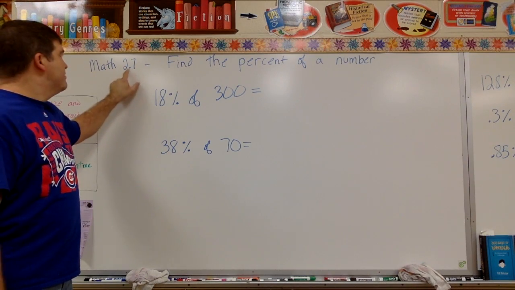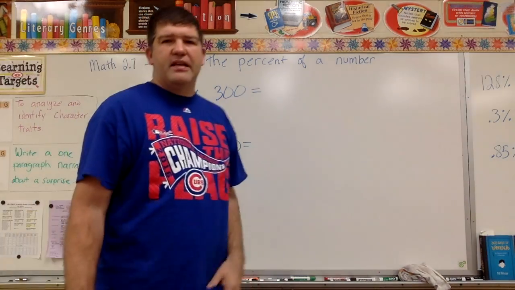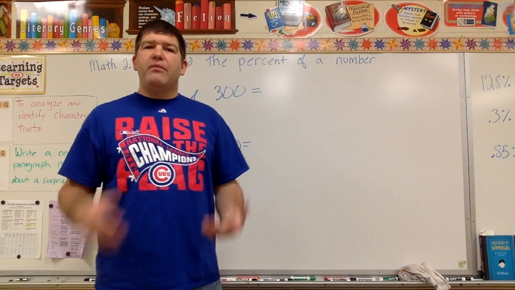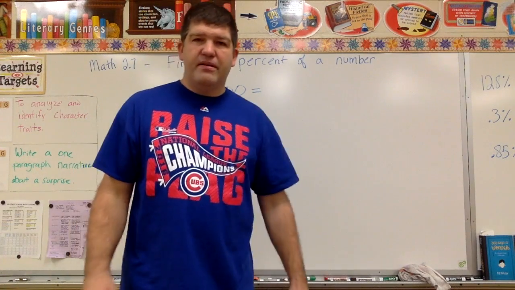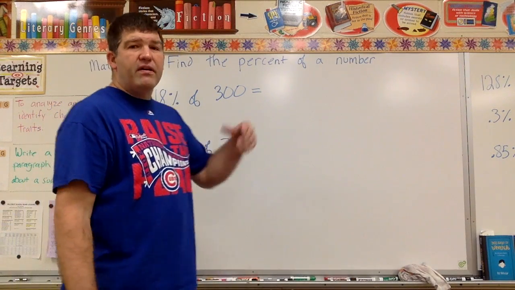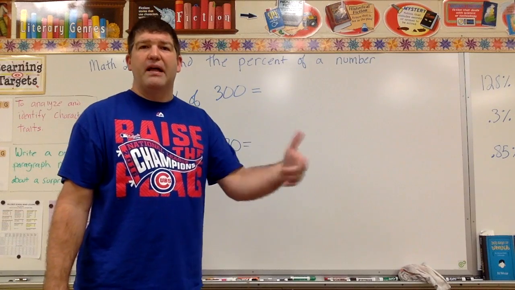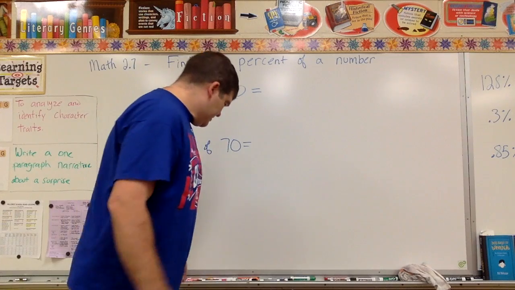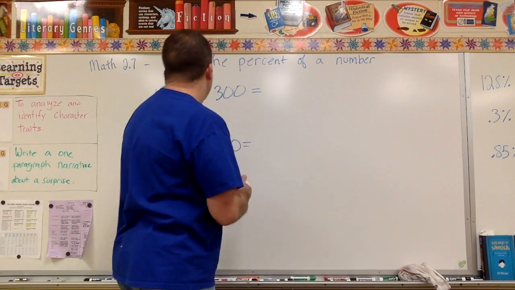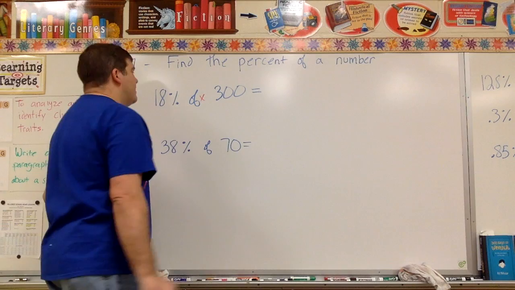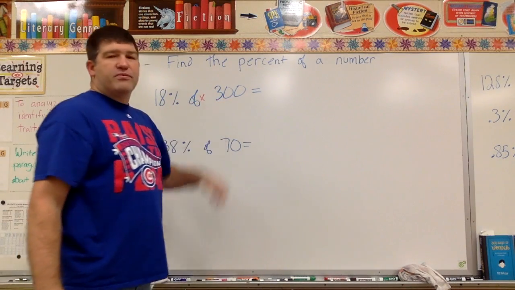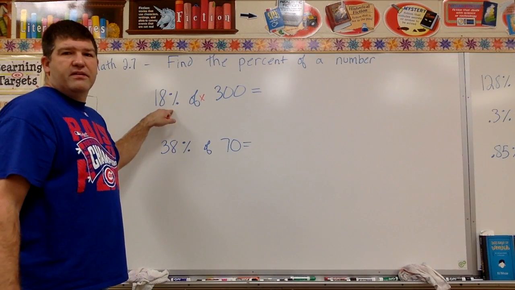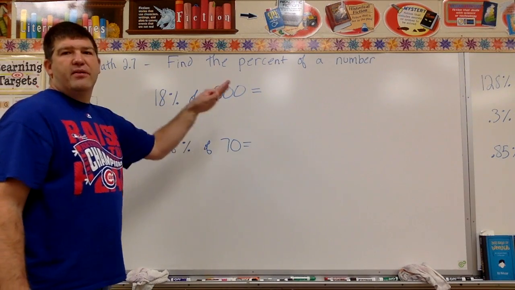Lesson 2.7, we're finding the percent of a number. In 2.6, we estimated the percent of a number. Now we're actually finding the exact number. Whenever it says of a number, it means multiplying something. Of is multiplication. So it's 18% of 300. Change that to be a times. 18% times 300. I have to get this to either a fraction or a decimal, and then I can multiply.